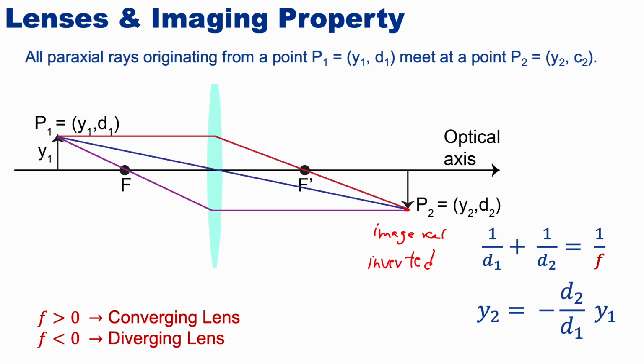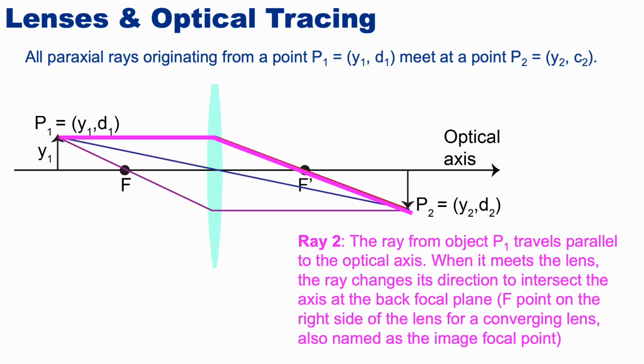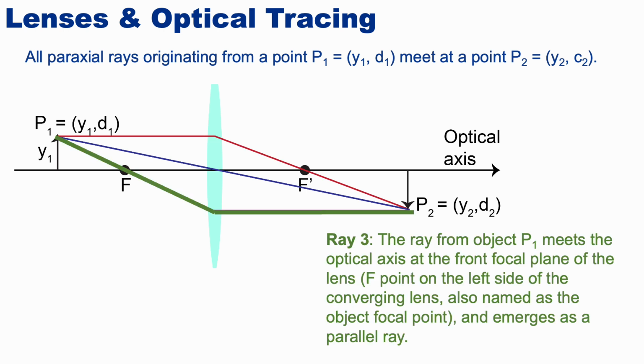How are we gonna do it? So now it's a little more simplified. We're gonna have the focal length and the distances. This equation is exactly the same. The equation that changes is the one for the height, where we don't have the ratio of the refractive indexes. So it's just the ratio of the distances and the height. Here, ray 1 is the one that goes through the center with no distortion. Then we have a parallel beam until we meet the lens, and then it goes through the back focal plane. And then we have the other ray. This is the optical tracing for converging lenses.